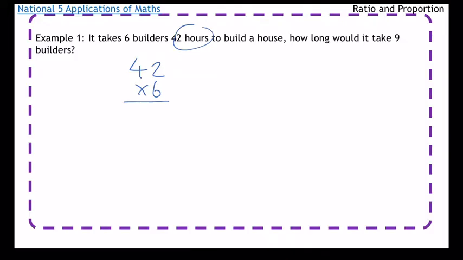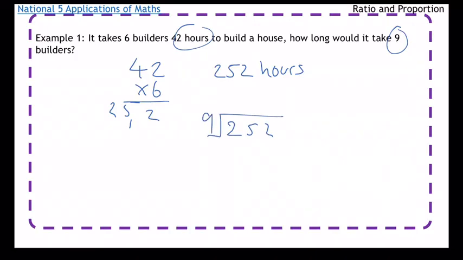So 6 times 2 is 12. 6 times 4 is 24 plus 1 is 25. Okay, so it's going to take one builder 252 hours. Okay, that's essentially how much labour there is to be done. But what I'm doing is I've got one builder, it takes 252 hours, but I've got 9 builders. So that 252 hours of work that needs done, just divide it by 9, and that's going to tell how many hours it's going to take.